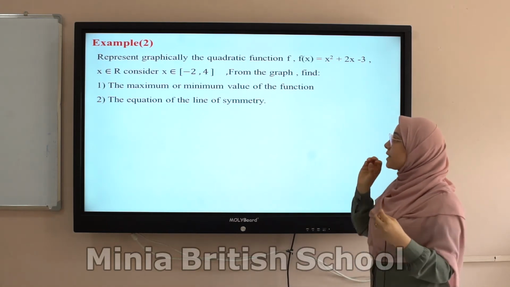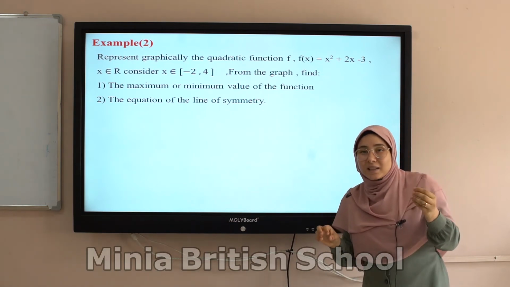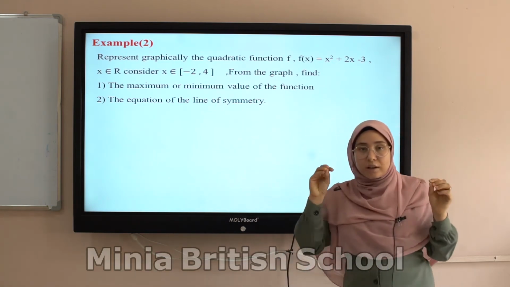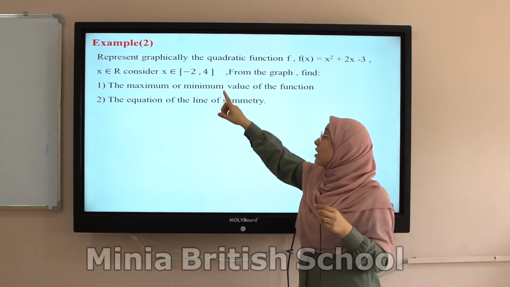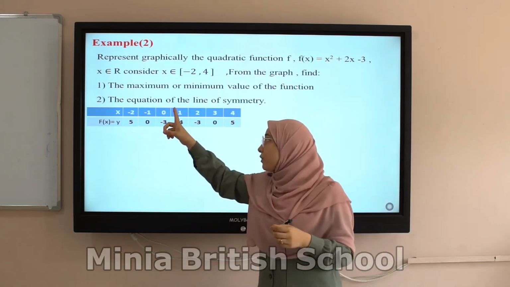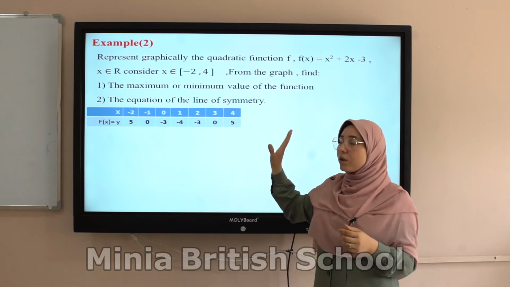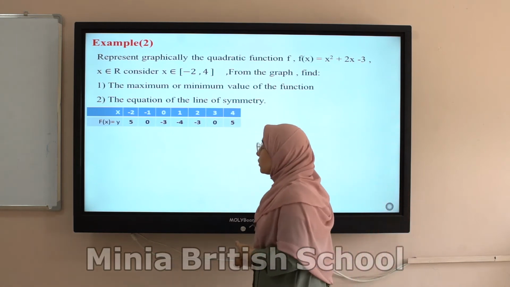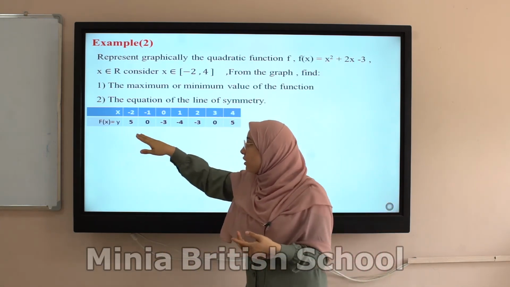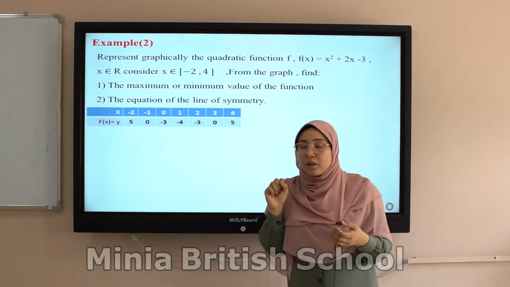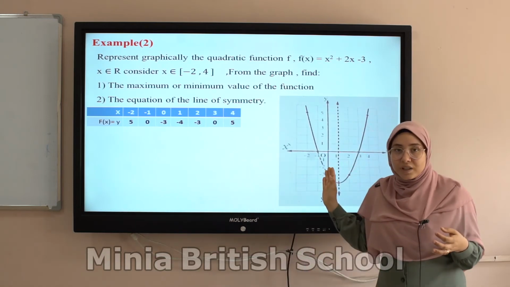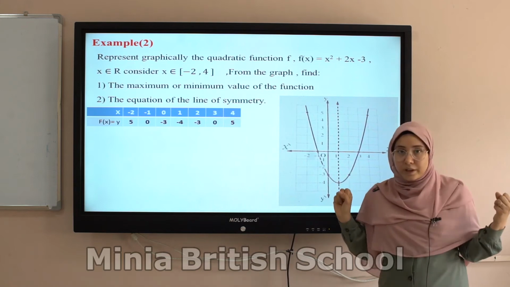Now I will substitute the value of x by the integer numbers which belong to this interval. The integer numbers which belong to this interval are -2, -1, 0, 1, 2, 3, 4, okay? When we substitute each value of x in this equation, we get the value of y, okay? Then we can plot the ordered pairs on the square grid like this, okay?